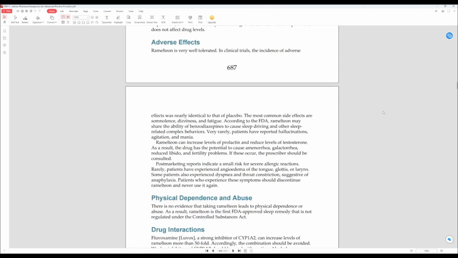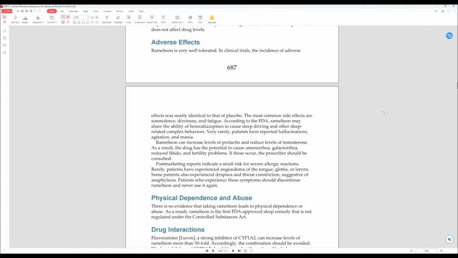It does come with some adverse effects, however. Ramelteon is very well tolerated. In clinical trials, the incidence of adverse effects was nearly identical to that of a placebo. The most common side effects are somnolence, dizziness, and fatigue. According to the FDA, Ramelteon may share the ability of benzodiazepines to cause sleep driving and other sleep-related complex behaviors. Very rarely, patients have reported hallucinations, agitation, or mania.